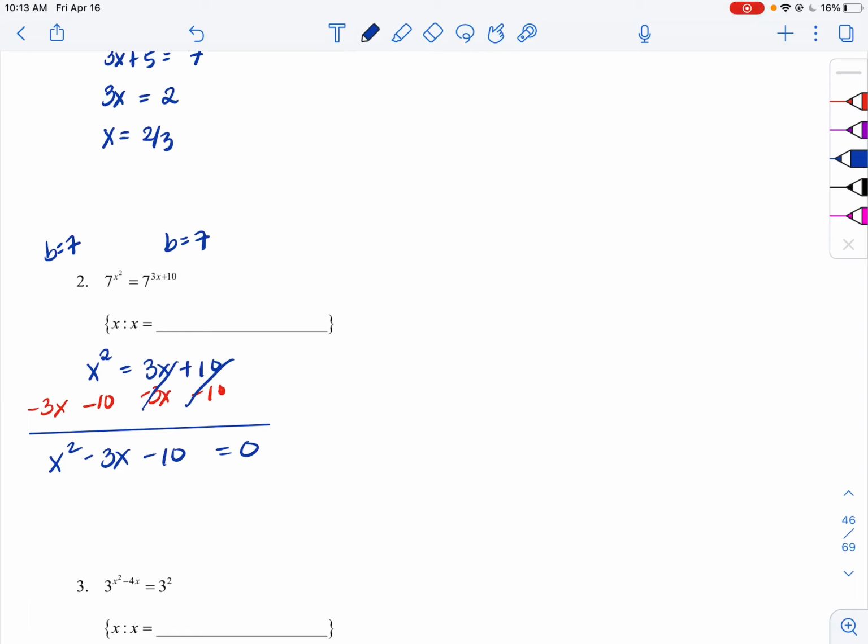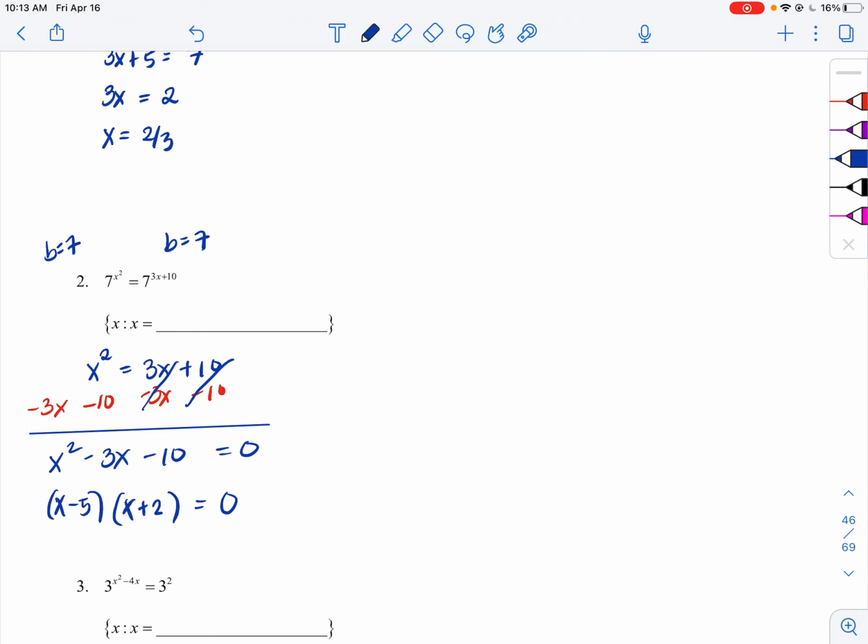Okay, right? So then, because this is a quadratic, I'm going to factor it. I'm going to look for two numbers that when I multiply, I will get negative 10. And when I add, I will get negative 3. And I think it's not that hard to identify that the numbers we're looking for are in x minus 5 and an x plus 2. Because, let's check, if I multiply negative 5 and a positive 2, I will definitely get negative 10. If I add negative 5 and a positive 2, I will definitely get negative 3.